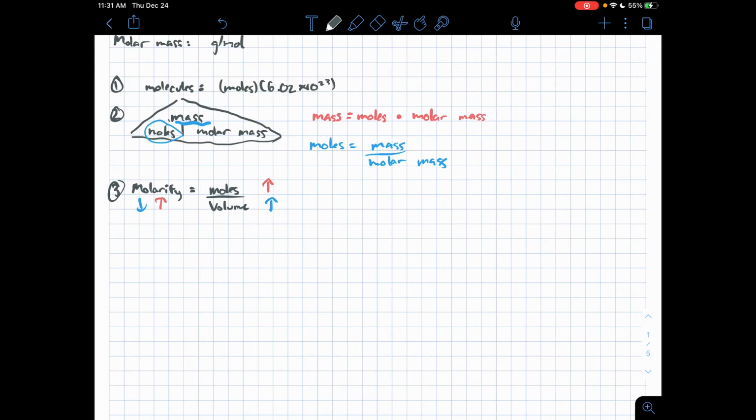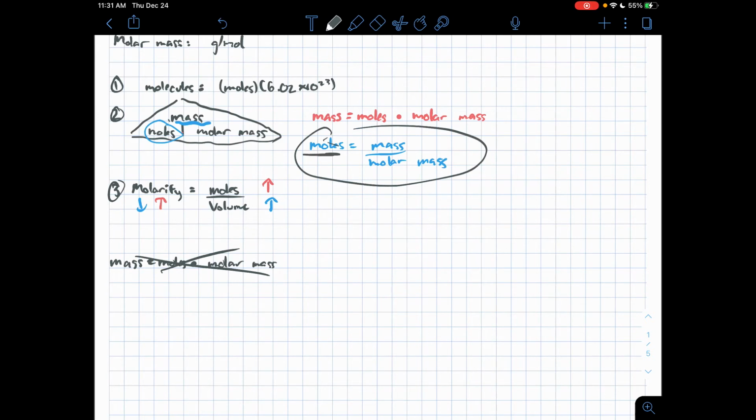The second tip is you must always put unknown values on the left hand side. For example, if you are looking for moles and you're given mass times molar mass, you cannot write it like mass equals moles times molar mass. No, you can't do that. You have to write it in this form here, where the unknown value is on the left-hand side.